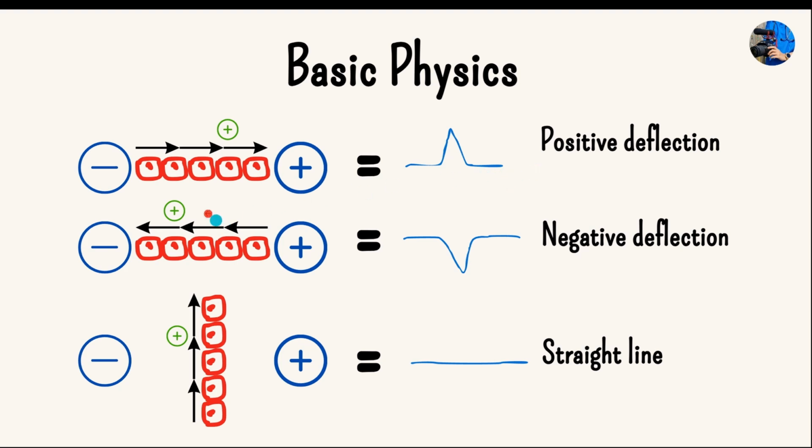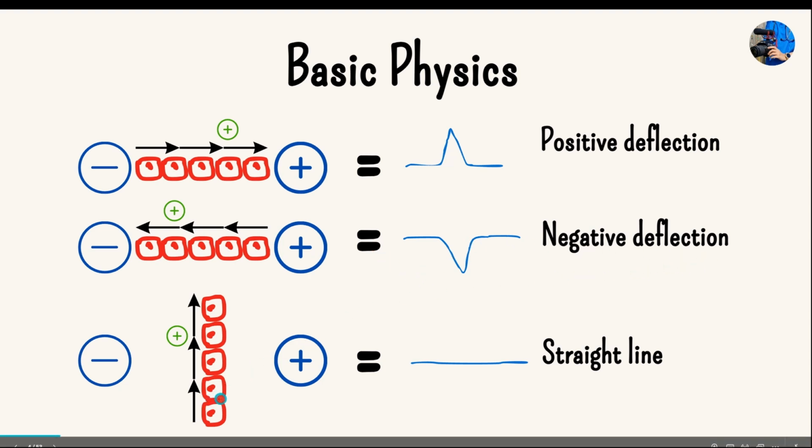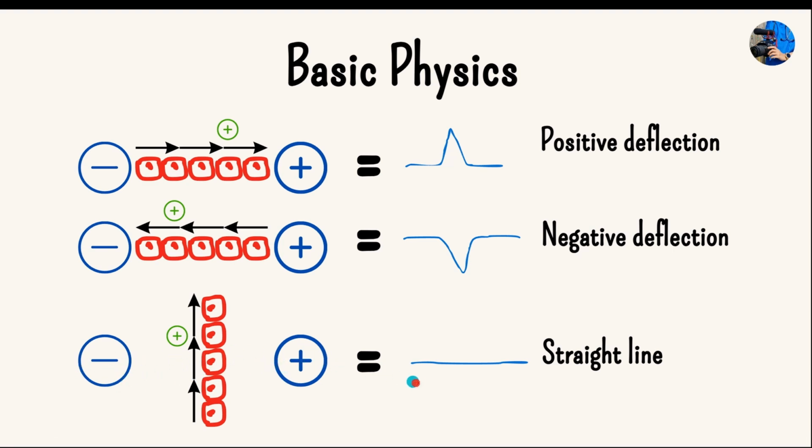Likewise, if we have a positive charge traveling towards a negative electrode, we would get a negative deflection on the ECG paper. Now, interestingly, if we have the heart in the middle again, I want you to imagine this: if we have a positive charge traveling perpendicular to where our circuit is measuring from, then we will be left with a straight line, or you might hear it called an isometric line, on the ECG.